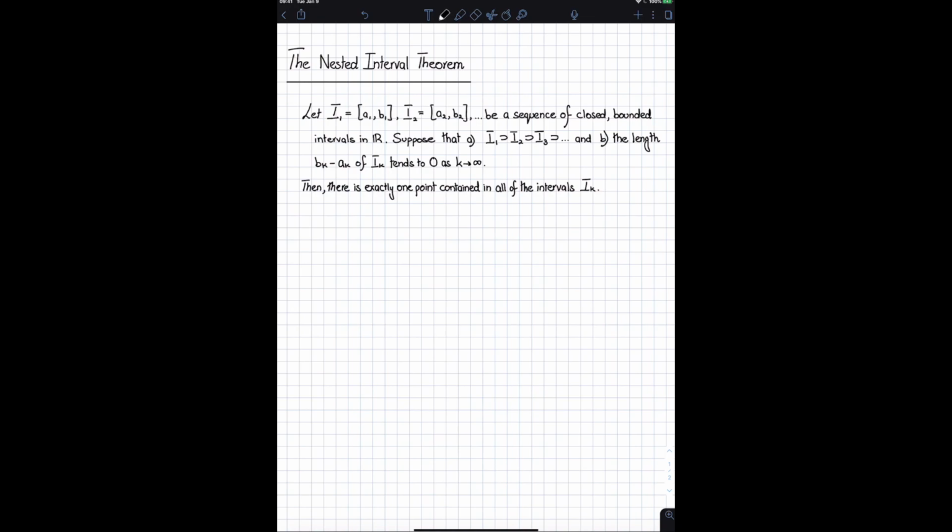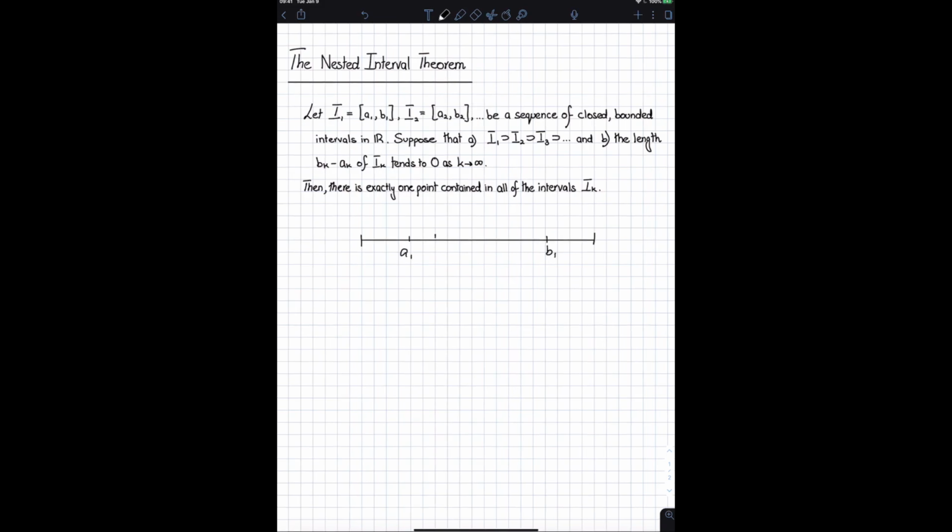Suppose that I1 is a superset of I2, which is a superset of I3, and so on. In other words, I2 is completely contained in I1, I3 is completely contained in I2, and so on. If I were to draw this on a number line, let's say that this is a1 and this is b1, then a2 will lie somewhere over here and b2 will lie somewhere over here. So essentially, I2 lies inside I1, then I3 lies inside I2, I4 lies inside I3, and so on. That's the concept described by this relationship, that I1 is a superset of I2 and so on. Okay, so that's the first condition.